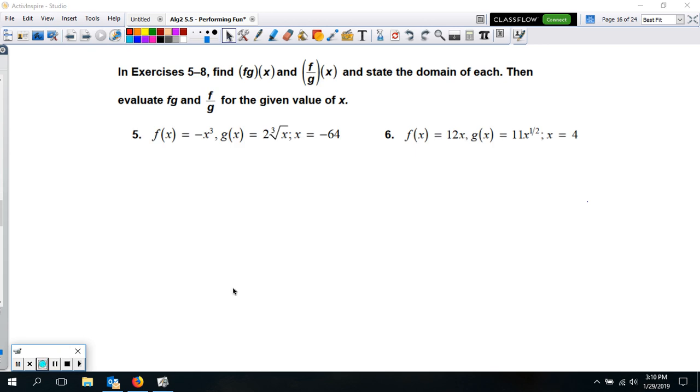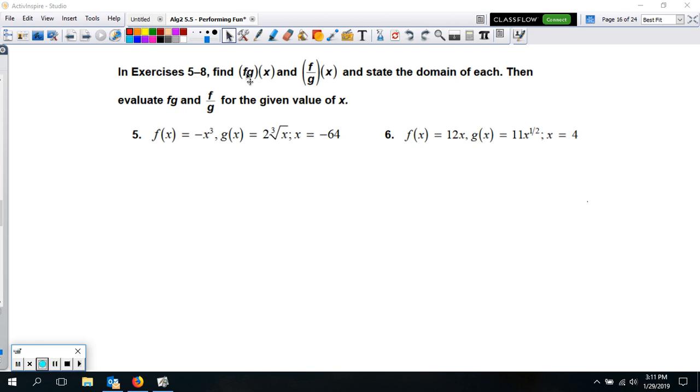Okay, so here we are back on page 146, looking at 5 through 8. The 5 through 8 problems are pretty much the same as 1 through 4, except now we're multiplying and dividing with the functions instead. So we're still going to be stating the domain. We're still going to be evaluating for a given value. As you can see, it's negative 64 on 5 here. But we need to multiply the functions first.